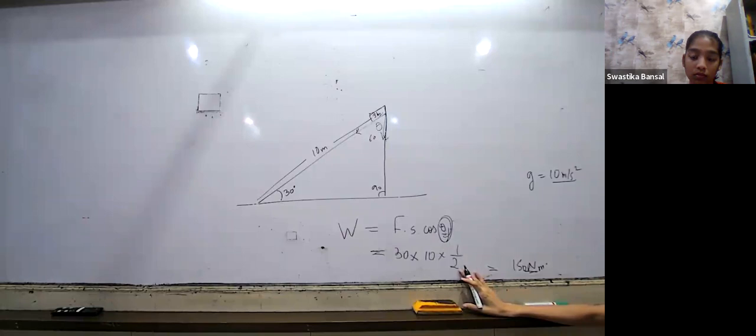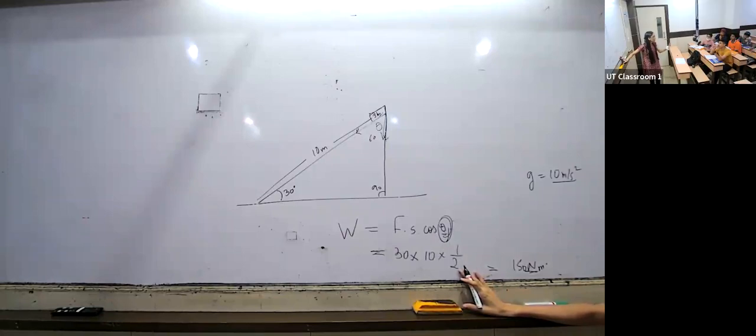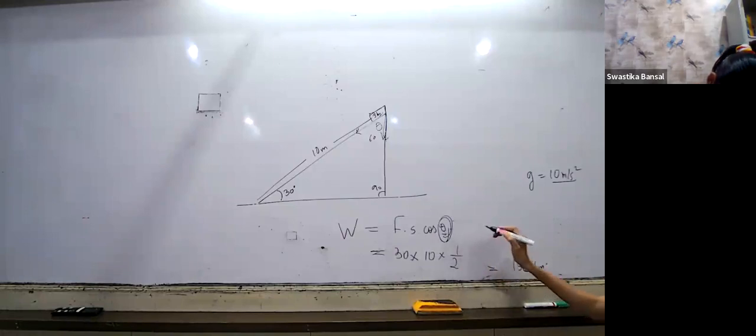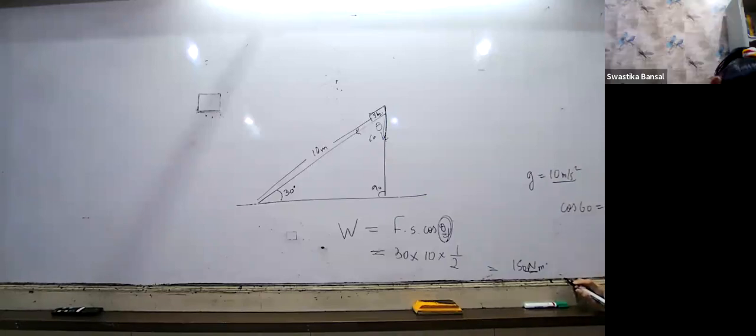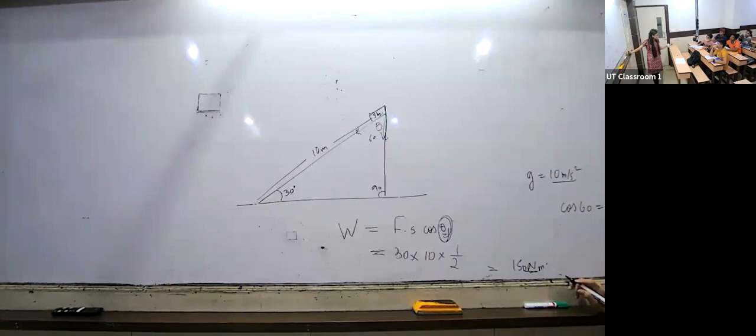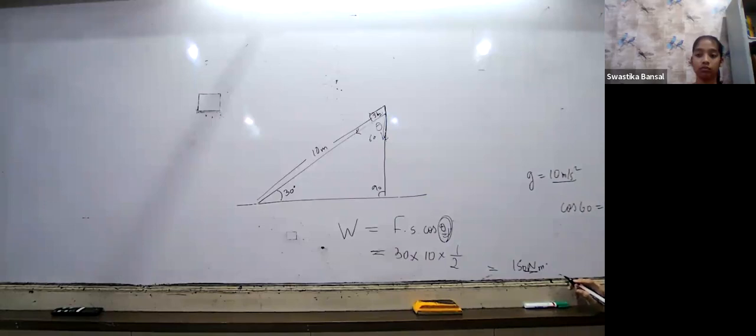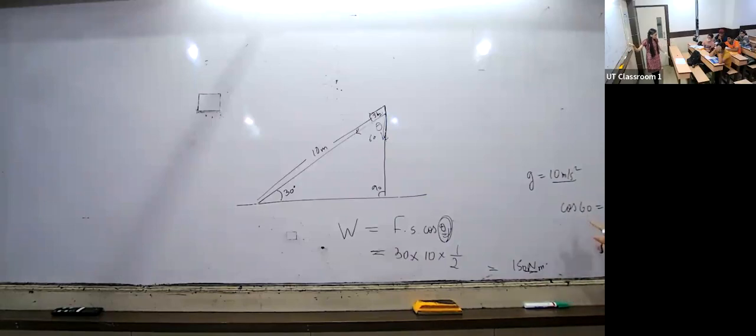Alright, one by one will clear all the doubts. How is cos theta equal to 1/2? Cos 60 is half. Sin 30 is 1/2, and cos 60 is also 1/2. So cos 60 is 1/2, so that is why this 1/2.